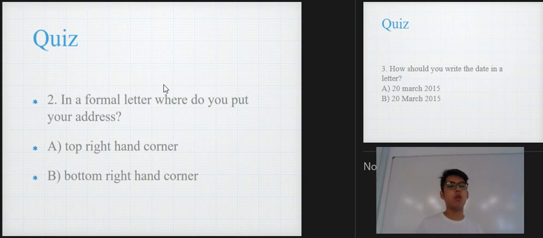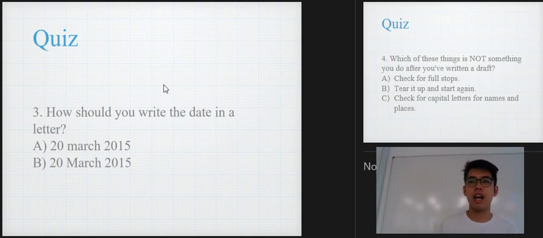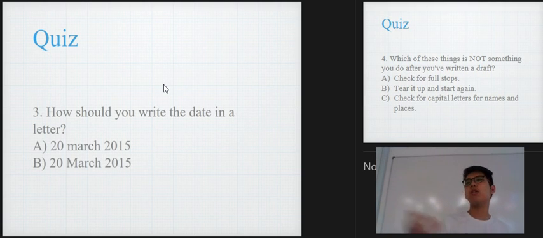Actually, writing and editing a formal letter is different from an email. If you search some samples on Google, you can easily find out that in a formal letter, you should put your address in the top right-hand corner. So the third question is about capitalization. So, okay. Why do you choose B?